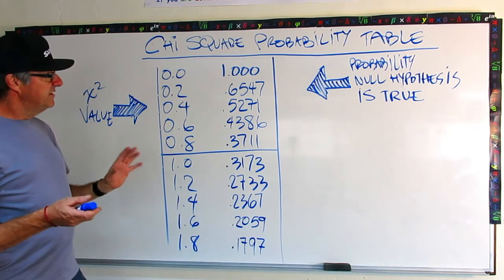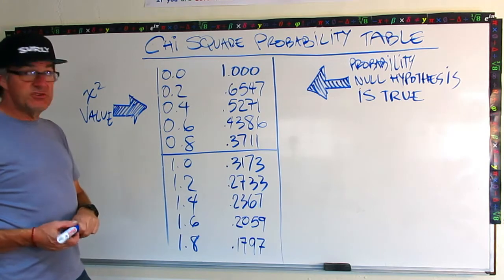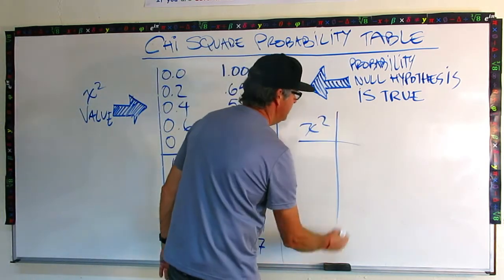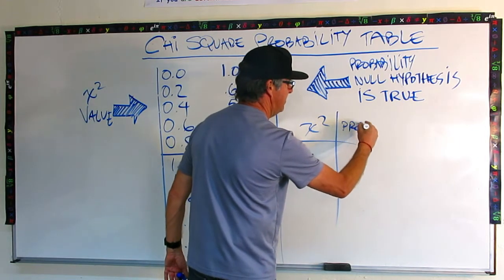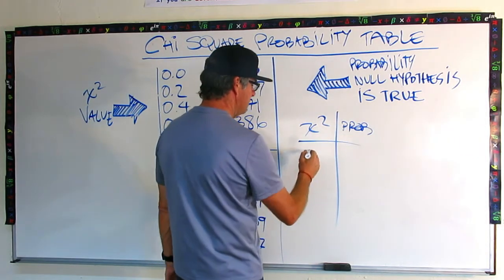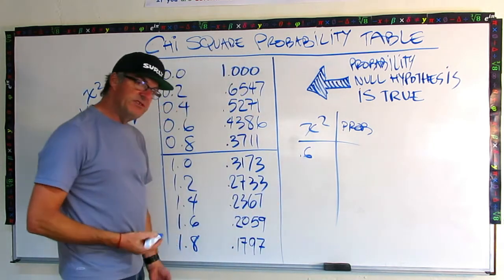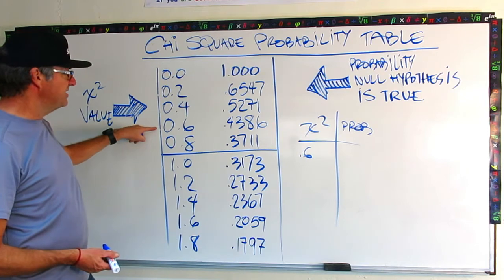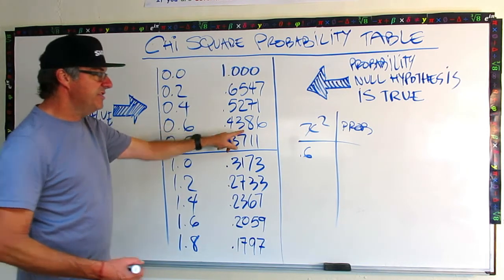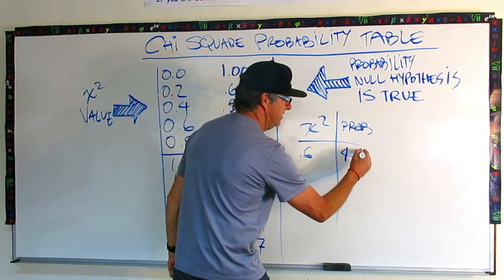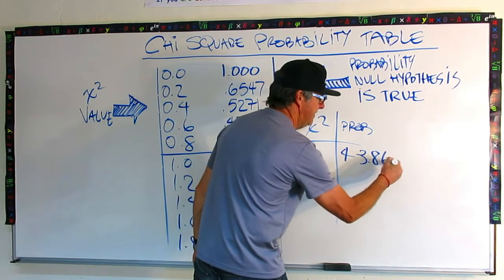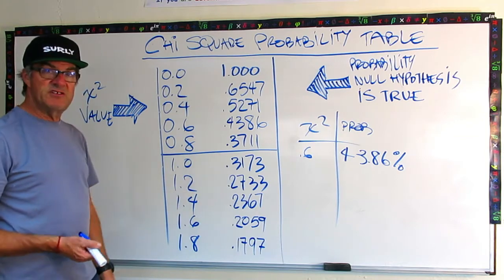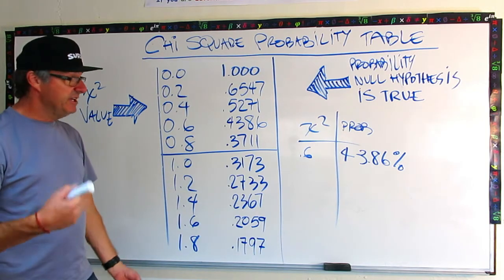Okay, so let's take a look at how that might work. Let's do another one, okay? Let's put a bunch of chi-squares up here. Here's chi-square, and here's the probability. What if your chi-square was 0.6? What's the probability that the null is true? Does it belong here? Here's 0.6. Probability is 43.86%. Okay? Pretty straightforward.